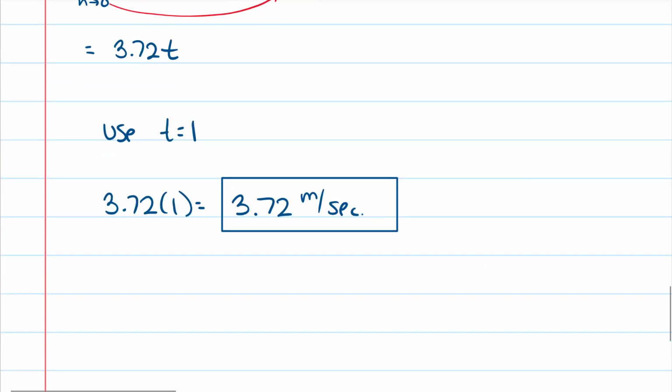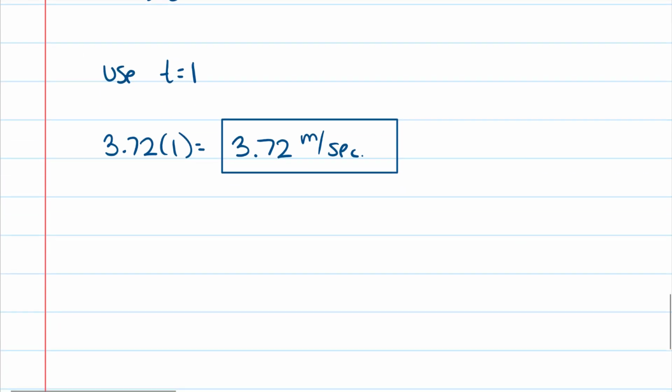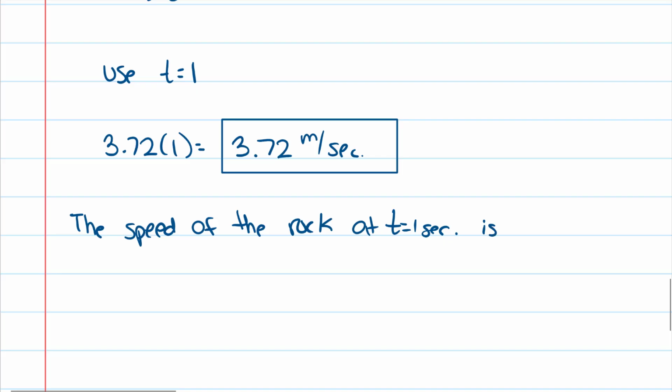So now our question was in a word sentence form, so we're going to answer in a sentence form. So the speed of the rock at t equals 1 second is 3.72 meters per second.